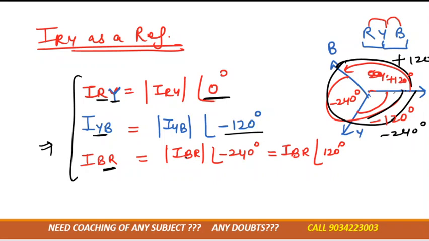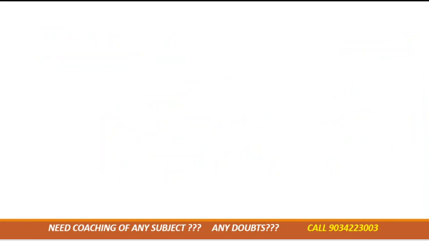Clear? So this is what the line current or the phase current is. IRY, IYB and IBR, these are the phase currents. Okay, clear? Now we need to conclude the line current. We got the phase current, and there is a relationship that IL is equal to root 3 IPH, and the angle would be minus 30 degree.